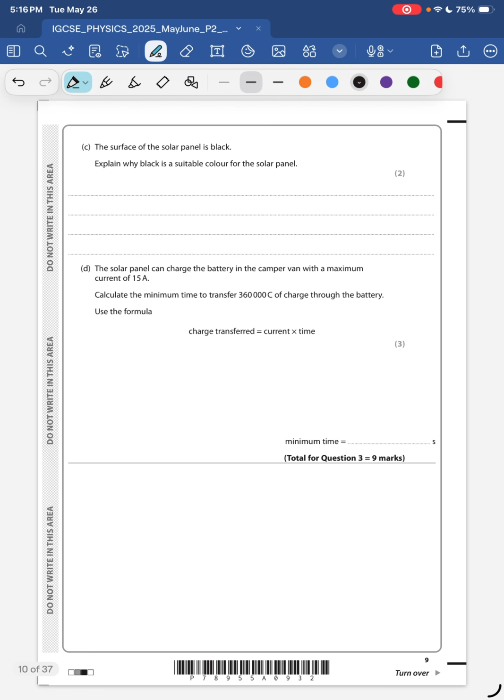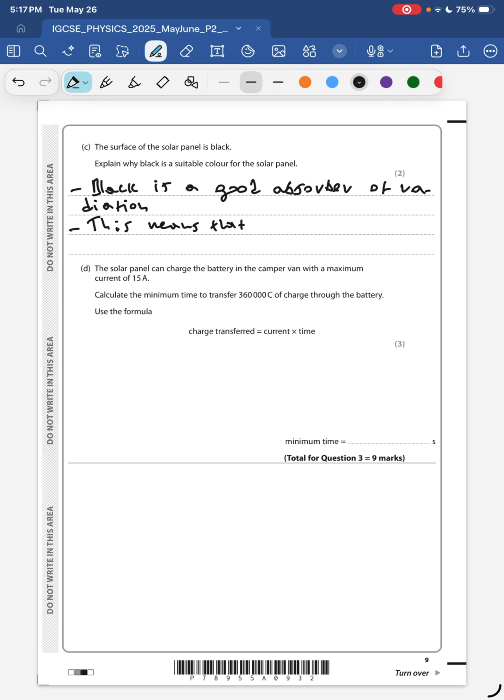Let's move on. Part C. The surface of the solar panel is black. Explain why black is a suitable color for the solar panel. So it's a good absorber of radiation. Black is a good absorber of radiation. This means that more radiation is absorbed, so more energy is transferred to the cell.